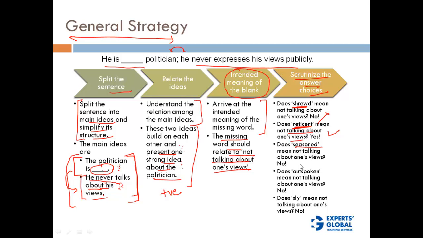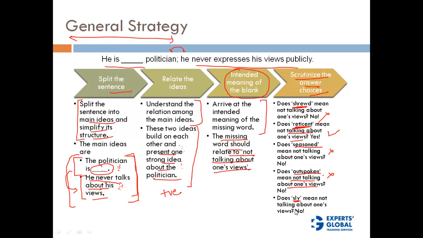Does it relate to not talking about ideas? No. Outspoken, does outspoken relate to not talking about ideas? Yes, it relates, but it relates in the opposite sense. So outspoken is someone who likes to talk about one's ideas, right? So this is opposite. In fact, we are looking for a synonym.